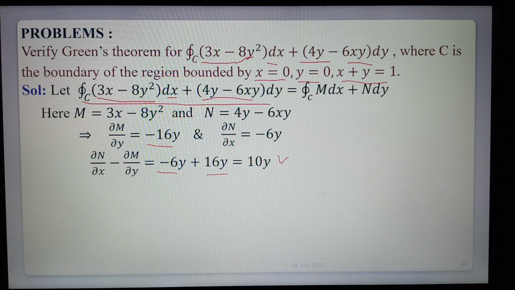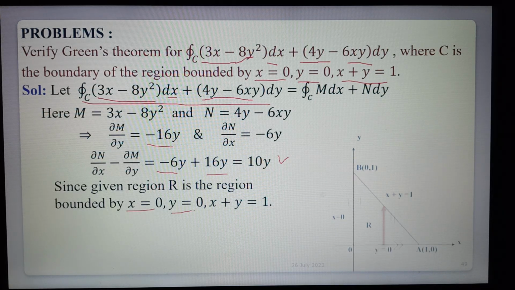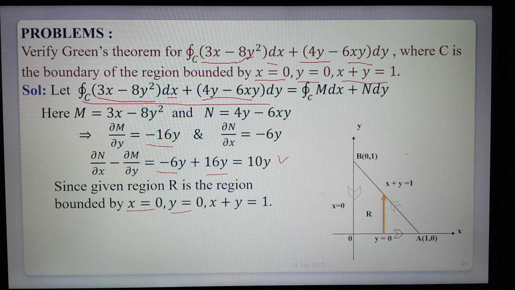Now the given region R is the region bounded by x equal to 0, y equal to 0, x plus y equal to 1. See the graph; this is the graph of the given region R, bounded by x equal to 0, the y-axis, y equal to 0, the x-axis, and the line x plus y equal to 1. This line intersects the x-axis and y-axis at A (1, 0) and B (0, 1). So this is the boundary C and this is the region R.